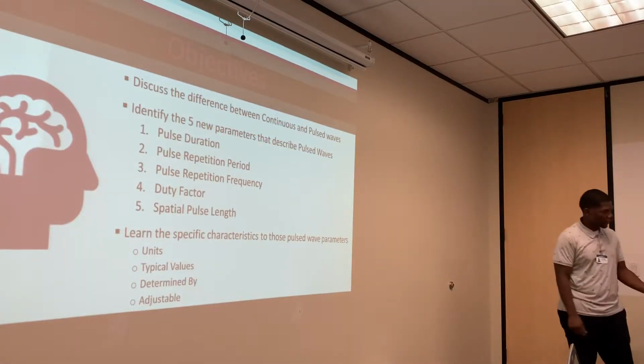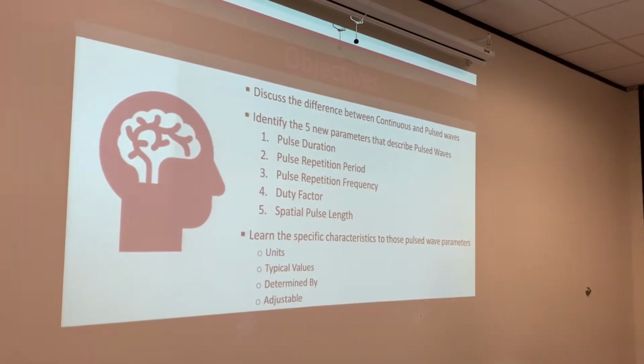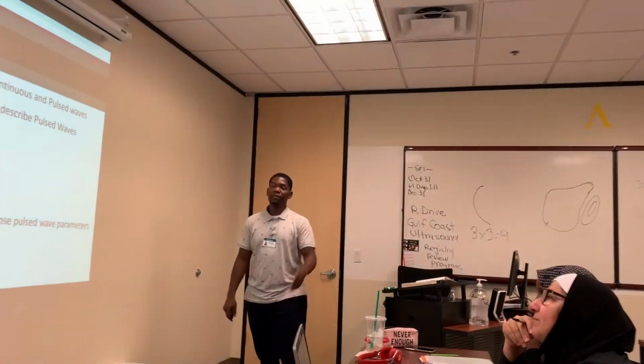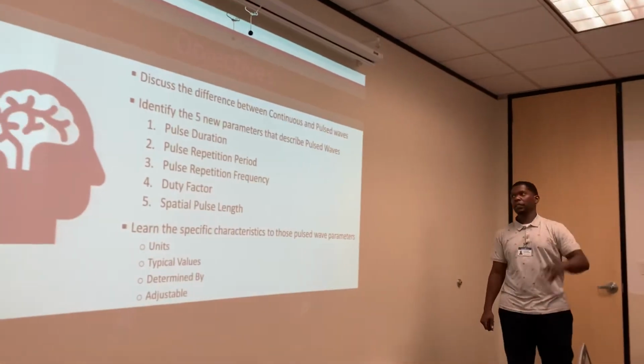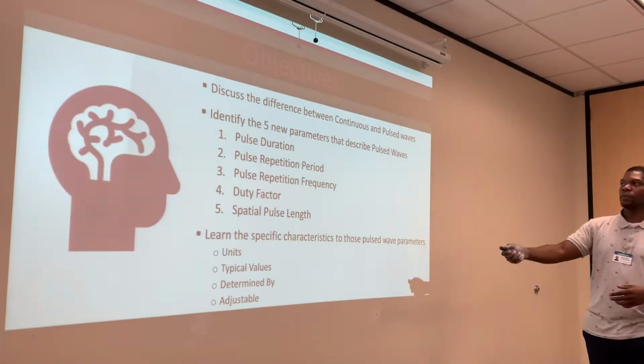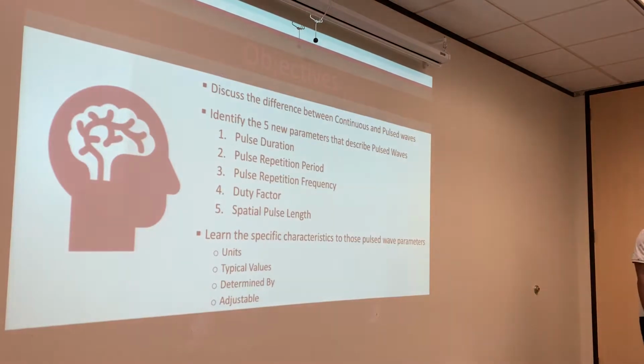So, this chapter right here, we're going to discuss the difference between continuous and pulse waves. We've already done that. All right. We're going to identify the 5 new parameters, guys, that describe pulse waves. Those are pulse duration, pulse repetition period, pulse repetition frequency, duty factor, and the spatial pulse length.